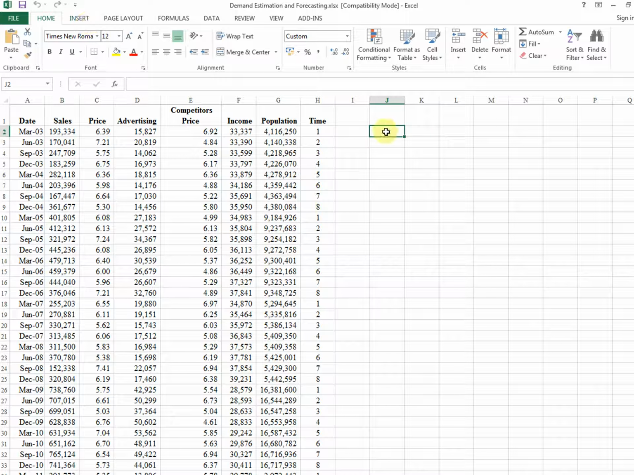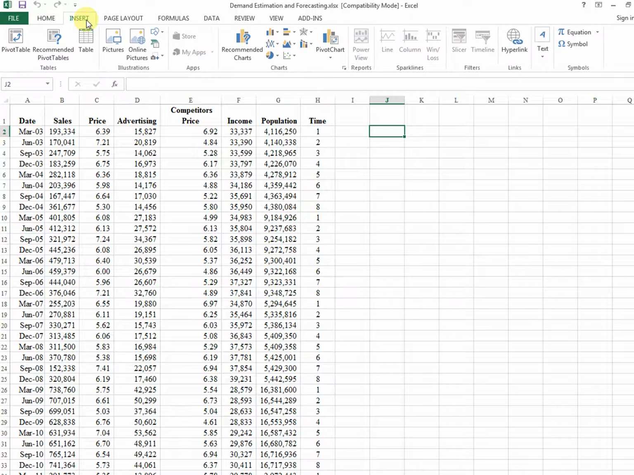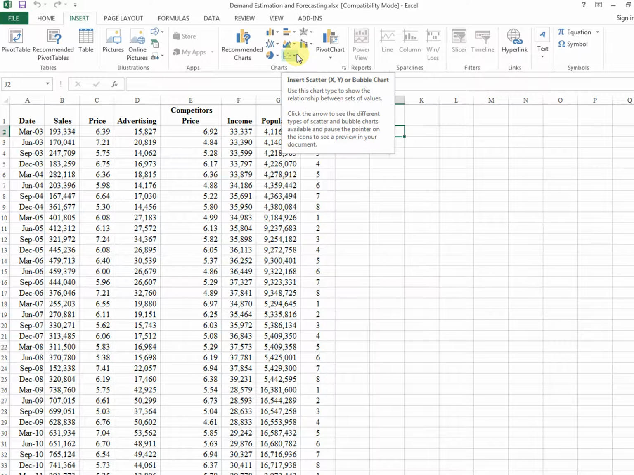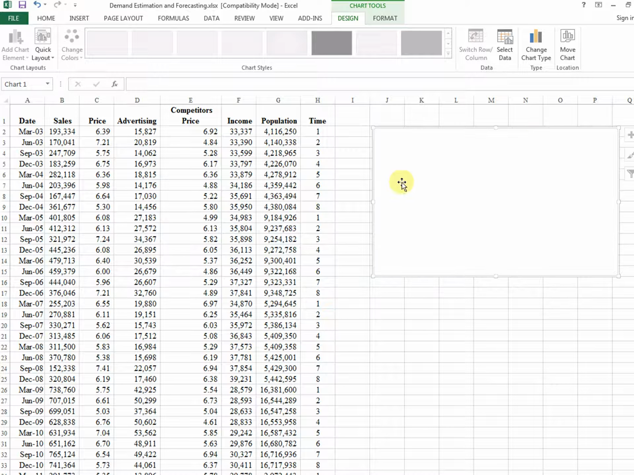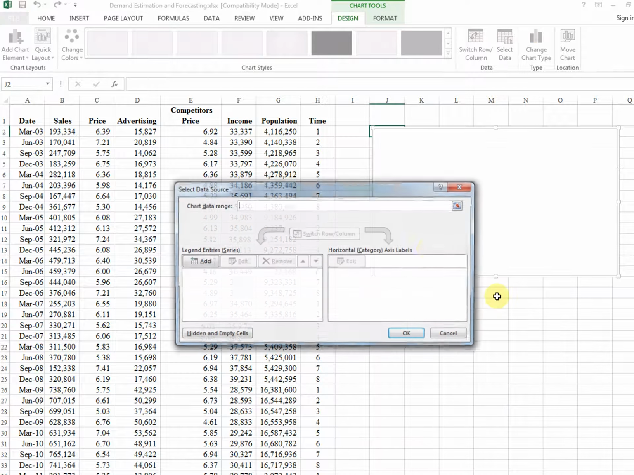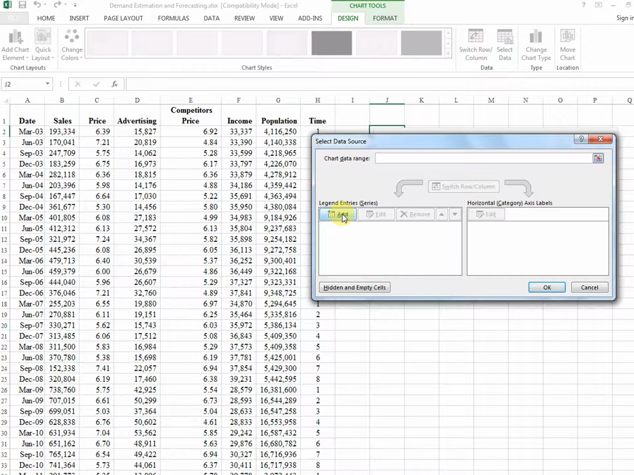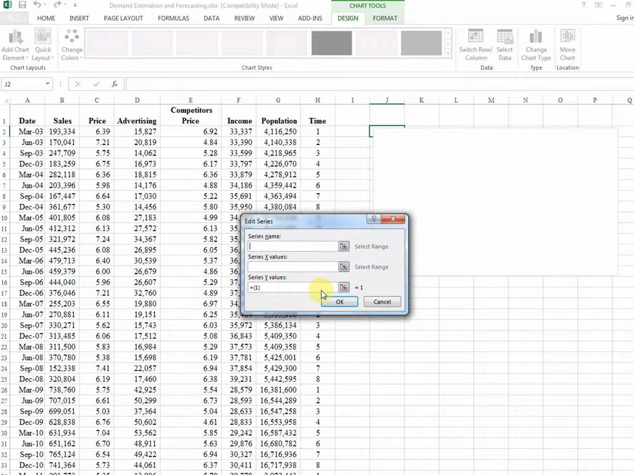So we leave our cursor somewhere away from the table, so that the graphing functionality doesn't capture all the information. So leave the cursor outside the table here. Then insert, and we usually do a scatter graph if you want to look at the relationship between two variables, in this case sales and the price. So right click, select data, and now we do add. So now we would like to have pie demand analysis as a title. You can put anything that's relevant to this exercise.